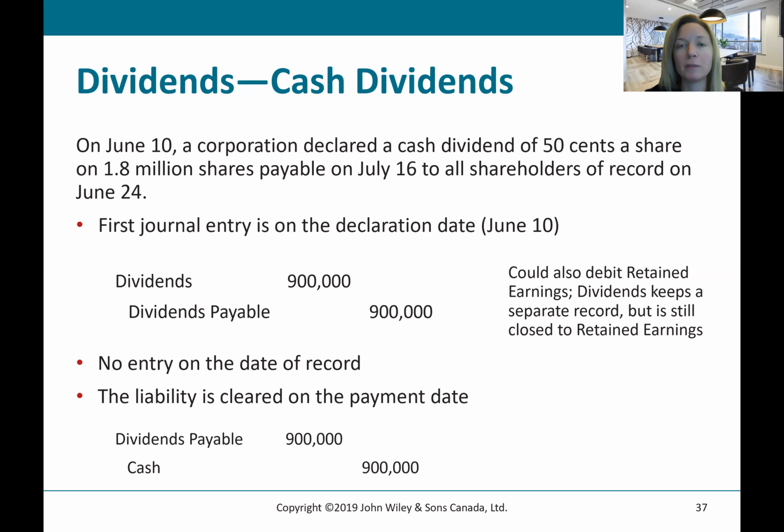We've got the date of record for all the shareholders on June 24th. No entry there. That's really just bookkeeping, or it's really for the transfer agent to figure out who's eligible for this dividend. And then when the dividend was paid on July 16th, the liability is going to be cleared out. So it's simply going to be a debit to dividends payable. We're going to remove the liability from our statement of financial position, and we're going to recognize a credit to cash. So we're paying out the cash, our cash goes down, and the liability is now gone.